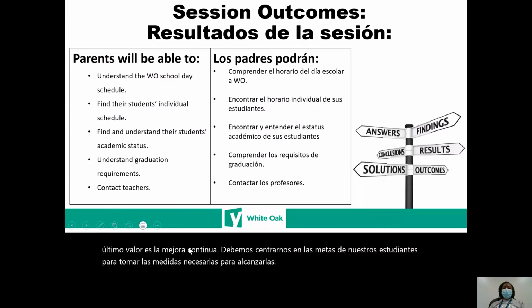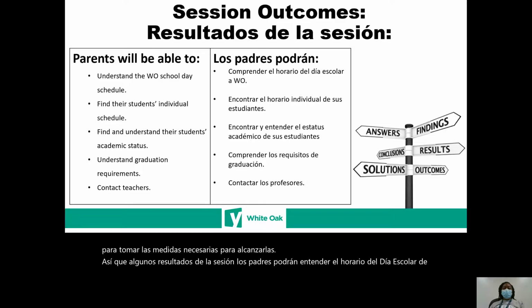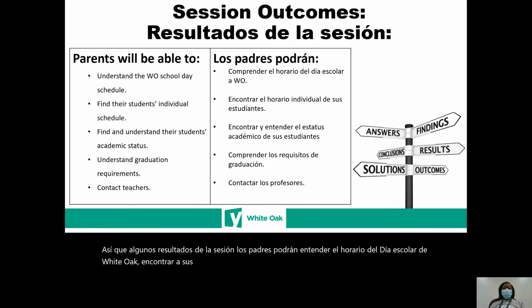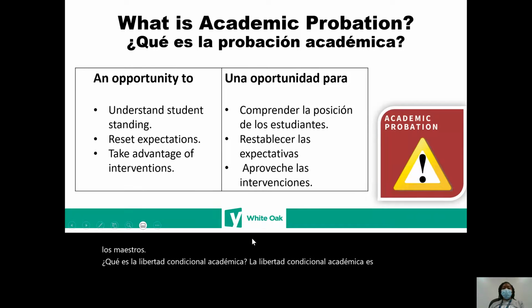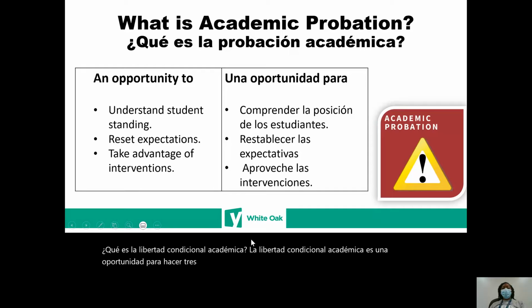So, some session outcomes. Parents will be able to understand the White Oak school day schedule, find their students' individual schedule, find and understand their students' academic status, understand graduation requirements, and contact teachers. What is academic probation? Academic probation is an opportunity to do 3 things. One, understand student standing. Two, reset expectations. And three, take advantage of interventions.